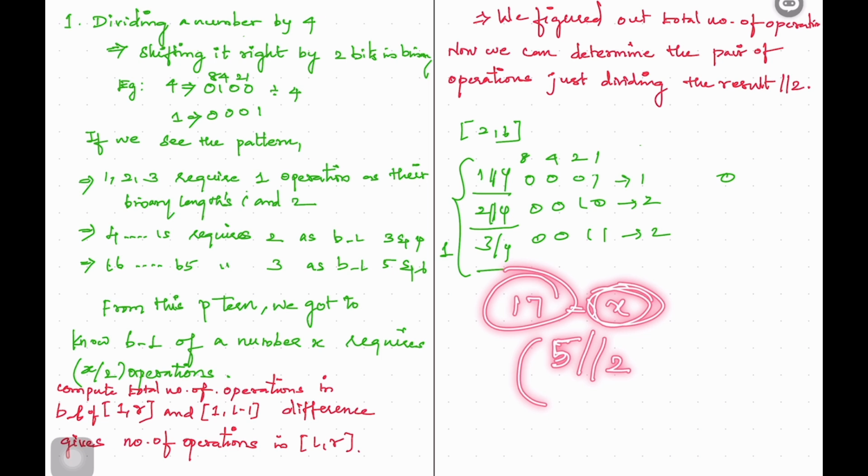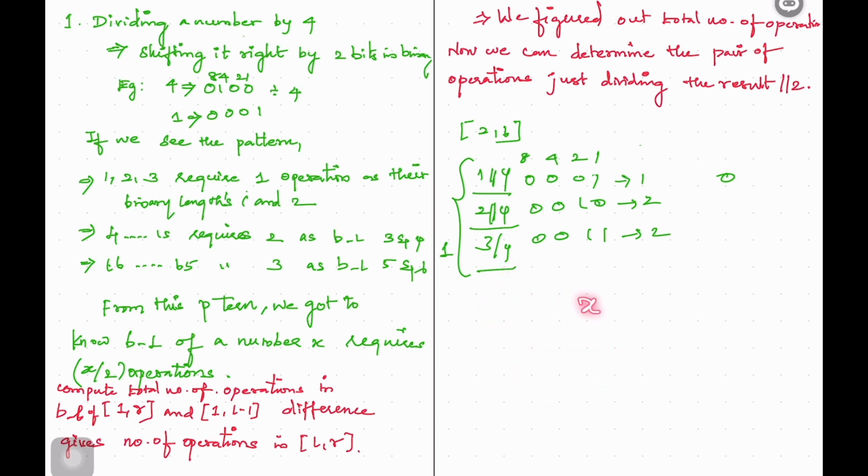So x will require the binary length divided by 2 operations. So x here is nothing but the binary length. The binary length of a number x requires x divided by 2 operations. So 5 is the binary length of a number, it requires 5 divided by 2, which is 3. Got it? So this is how we'll be going.